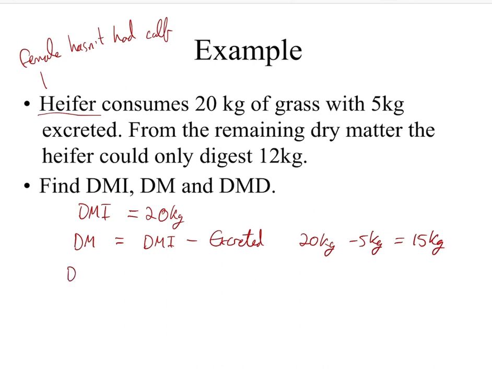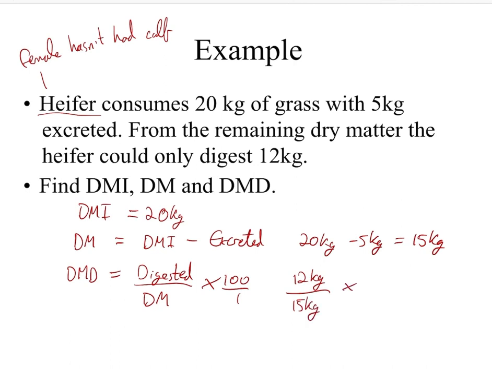And of that 15 kilograms, which is our dry matter, how much of that was digested? So what was digested over our DM, multiplied by 100 over 1. So 12 kilograms was digested. 15 kilograms is our dry matter, multiplied by our 100 over 1, and that is going to give us a percentage of 80% DMD.